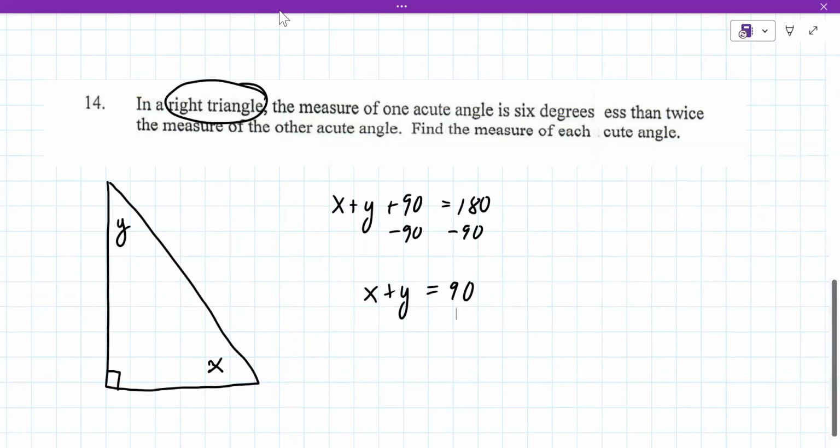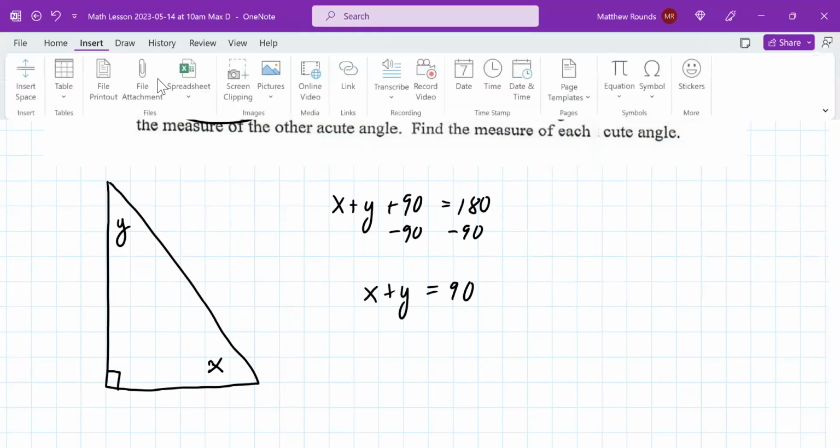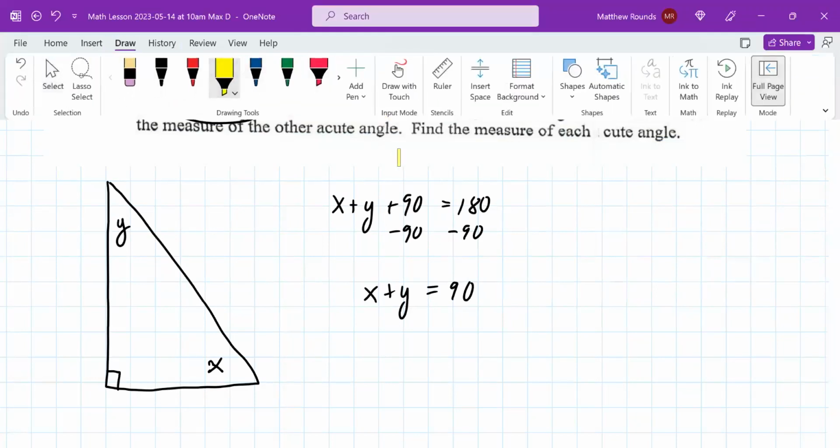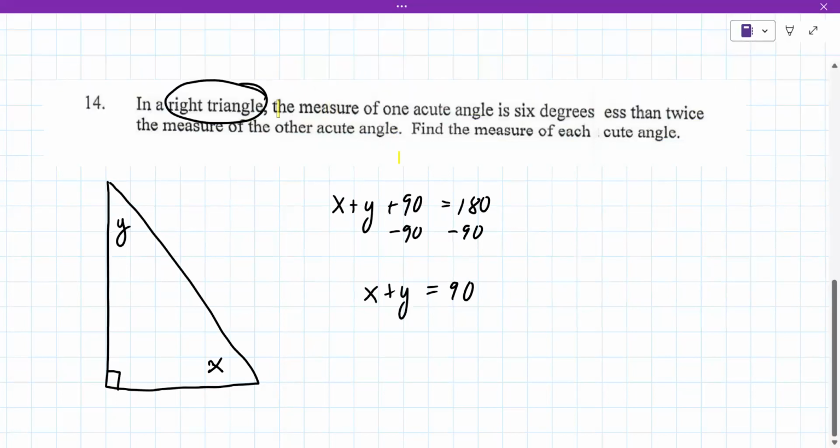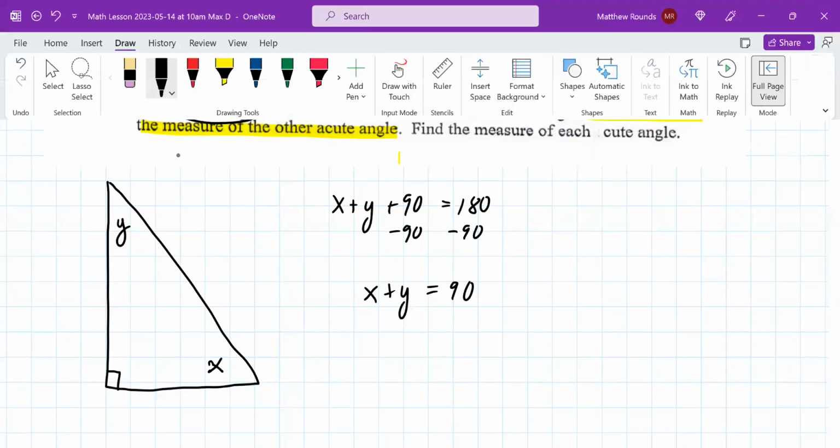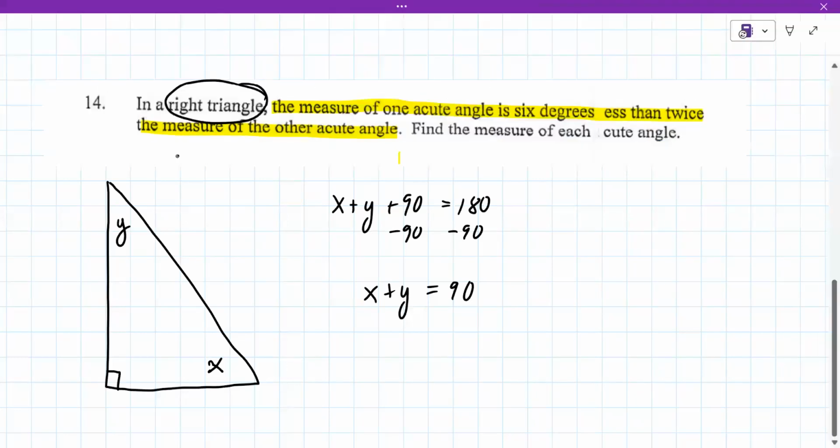All right. So now here's what I want you to do, Max. This is just like the last problem. I'm going to highlight a section of this. The measure of one acute angle is 6 degrees less than twice the measure of the other acute angle. I want you to convert that to an equation, and you can choose whether this is X or this is Y. It's totally up to you. But go ahead and try writing that as an equation.